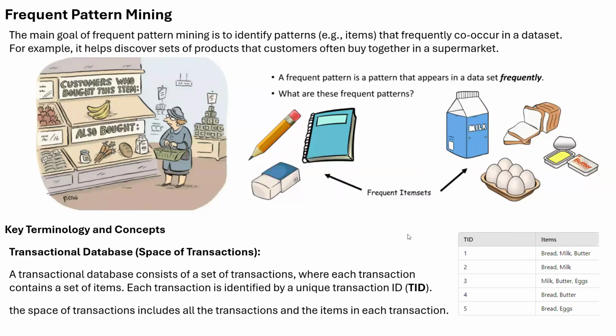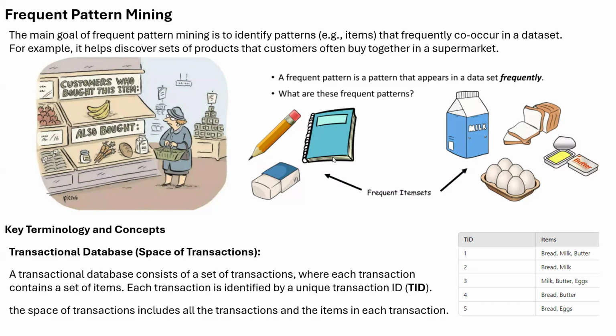So today we are going to talk about frequent pattern mining. The main goal of frequent pattern mining is to find out similar items. For example, if you go shopping and buy milk, there are high chances that you will also buy bread. There are high chances that you will also buy butter, right? So those kinds of items are called frequent pattern items.